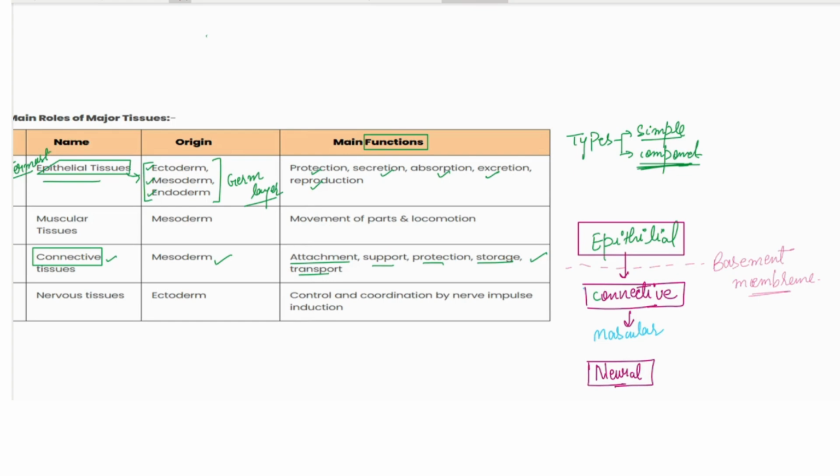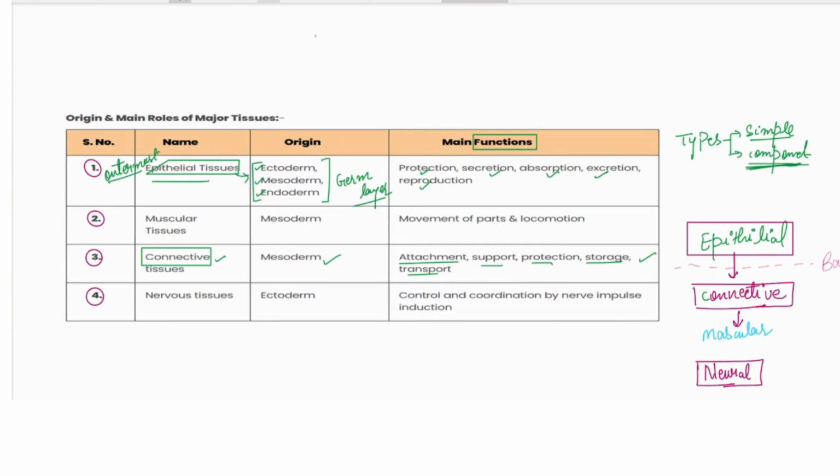So we will see deeply into the epithelial tissues and all the terms in that. First of all, we will focus on the classification and how the origination of these four tissues occurs. Okay, so I hope the epithelial and the connective tissue will be clear to you now. Now the third one is the muscular tissues.